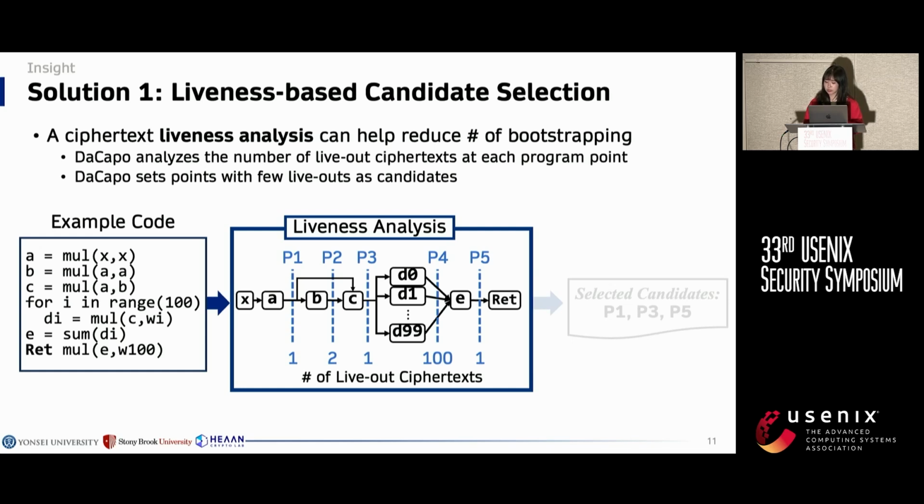DaCapo analyzes the number of live ciphertexts at each program point. At program points P1, P3, and P5, there is only one live ciphertext, and program point P2 has 2 live ciphertexts, and P4 has 100 live ciphertexts. If we choose P2 or P4 as a candidate, the program will need to bootstrap twice or 100 times at that point. To reduce the number of bootstrappings, DaCapo sets the points P1, P3, and P5 with few live ciphertexts as candidates.